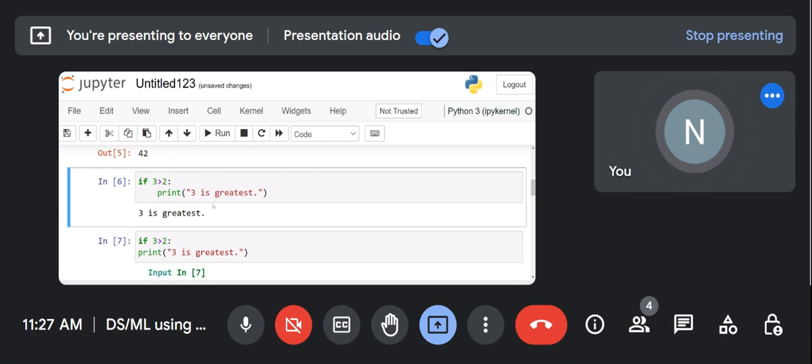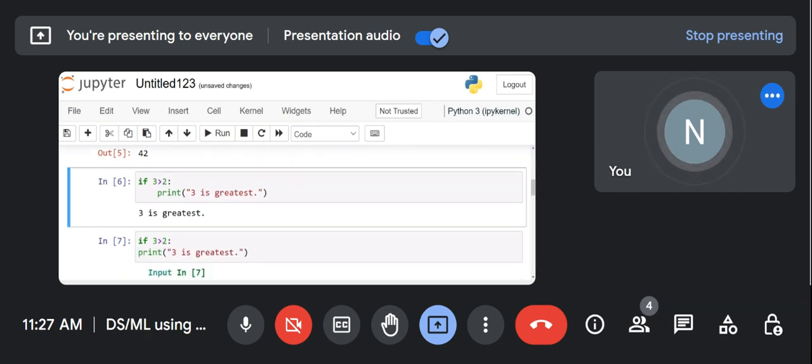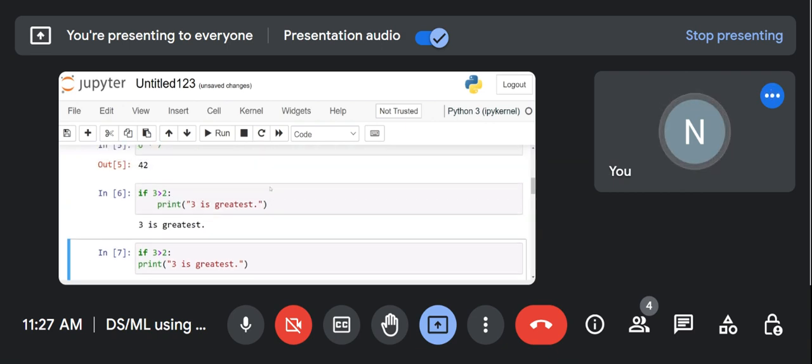And some if and else statements I have introduced here. I hope you guys know if-else statements. I wrote: if 3 is greater than 2, print 3 is greatest. Here, if is a conditional statement; a check is done with respect to the variables or values you have given. If 3 is greater than 2 is true, this print statement will execute. If it is false, there is no else statement given here. Just to be very simple: if 3 greater than 2, 3 is greatest.